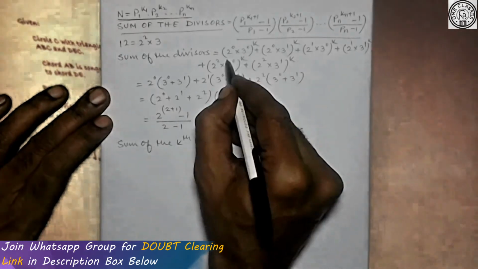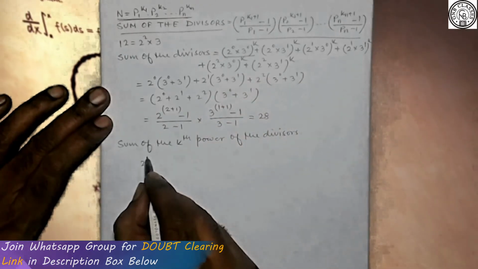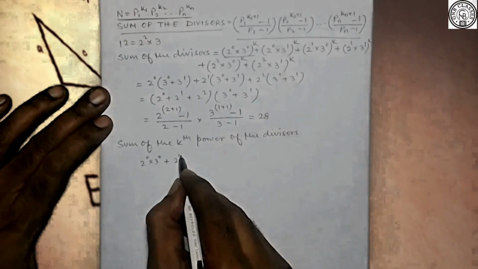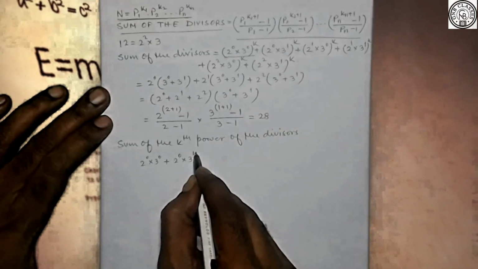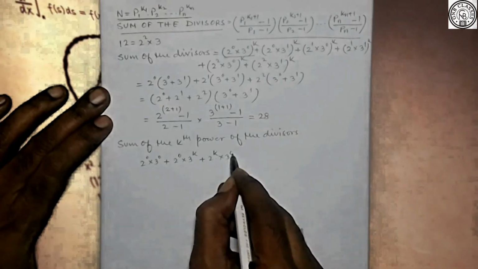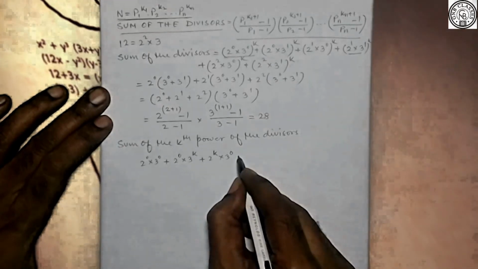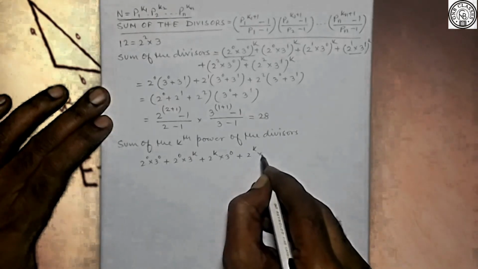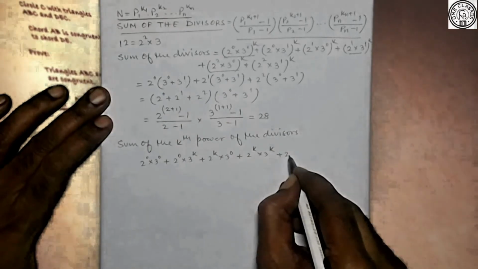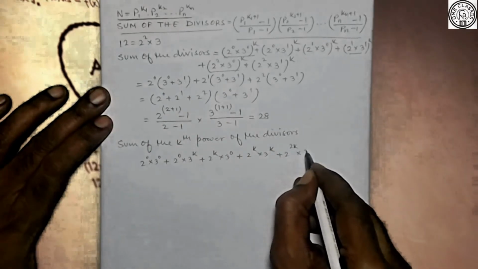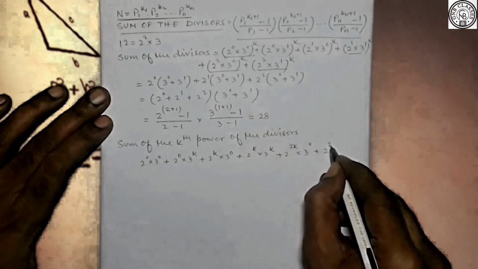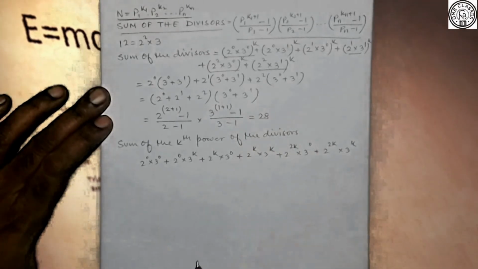For the first one, here I am writing, it will again be 2 to the power 0, 3 to the power 0. In this case, it will be 2 to the power 0 into 3 to the power k. In this one, we will have 2 to the power k into 3 to the power 0. For this one, we will have 2 to the power k into 3 to the power k. For this one, we will have 2 to the power 2k into 3 to the power 0 plus, for this one, 2 to the power 2k into 3 to the power k.